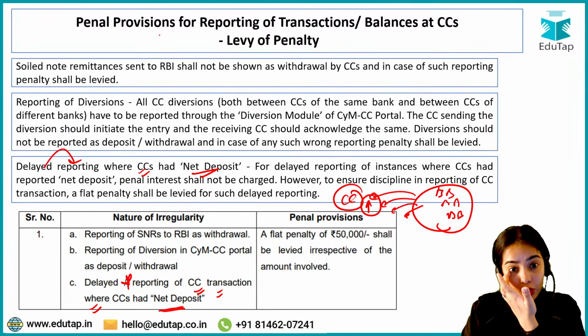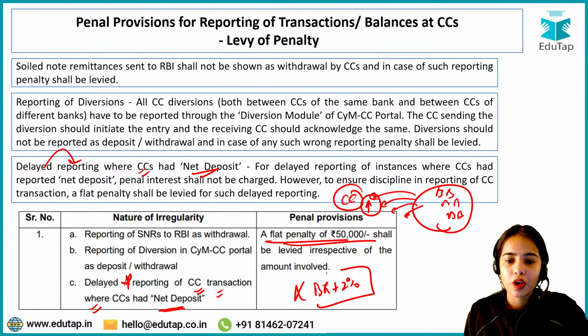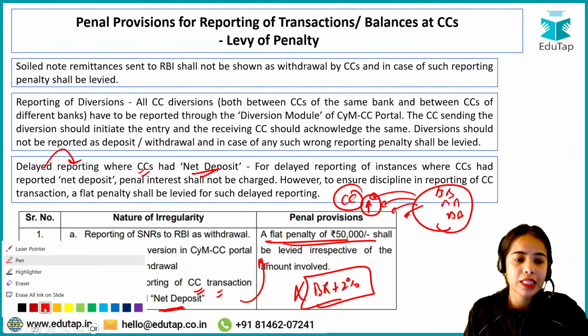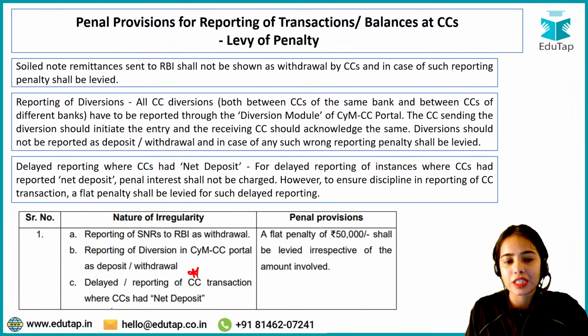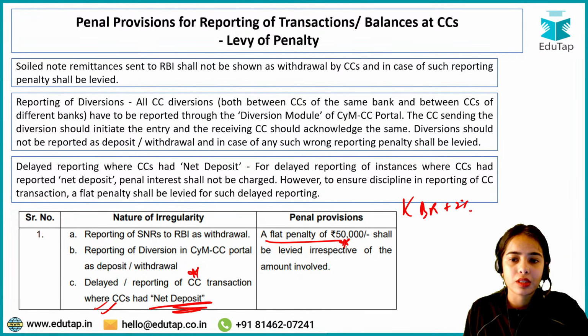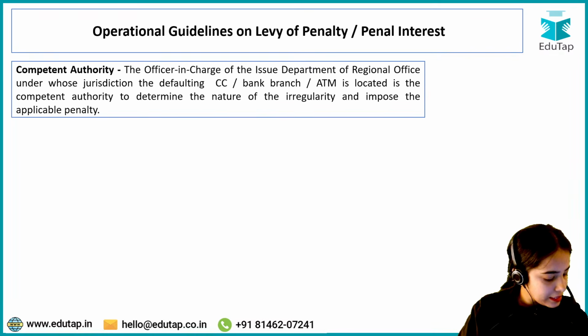So in this case, there will be a flat penalty of 50,000 rather than the bank rate plus 2% penal interest rate. If there is a delayed reporting of a currency chest transaction where the currency chest had net deposit, more money from the bank branches, a flat penalty of 50,000 applies rather than bank rate plus 2%. This is the idea. Now coming to the last point, operational guidelines. This is your last chapter, last point from this article.